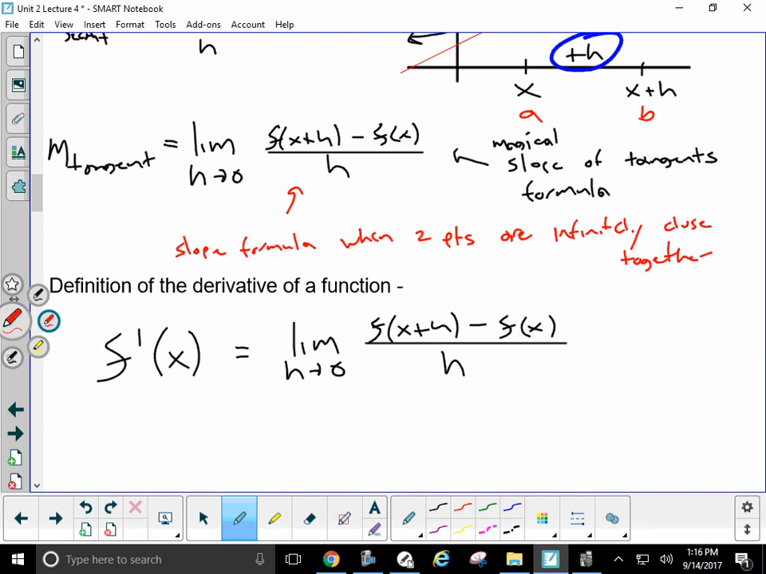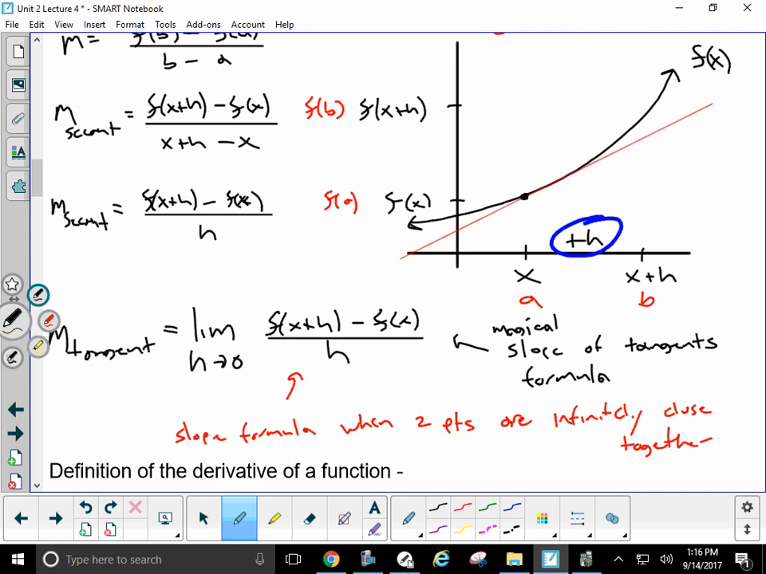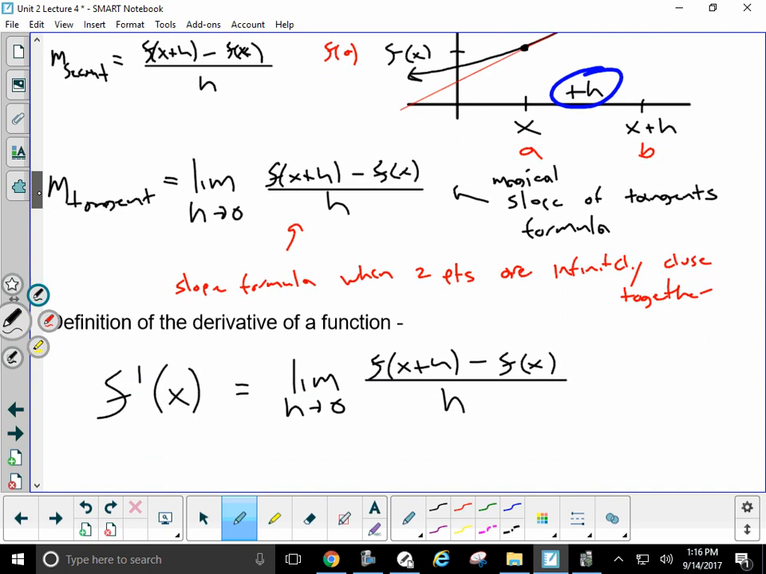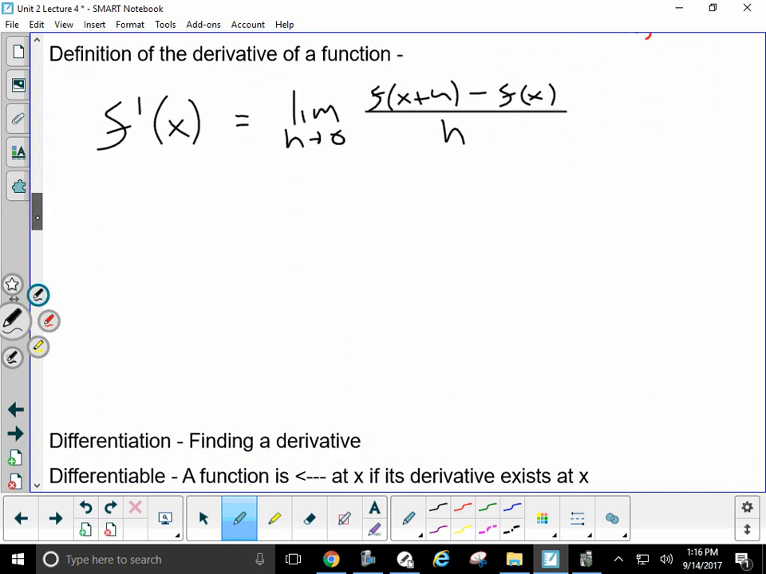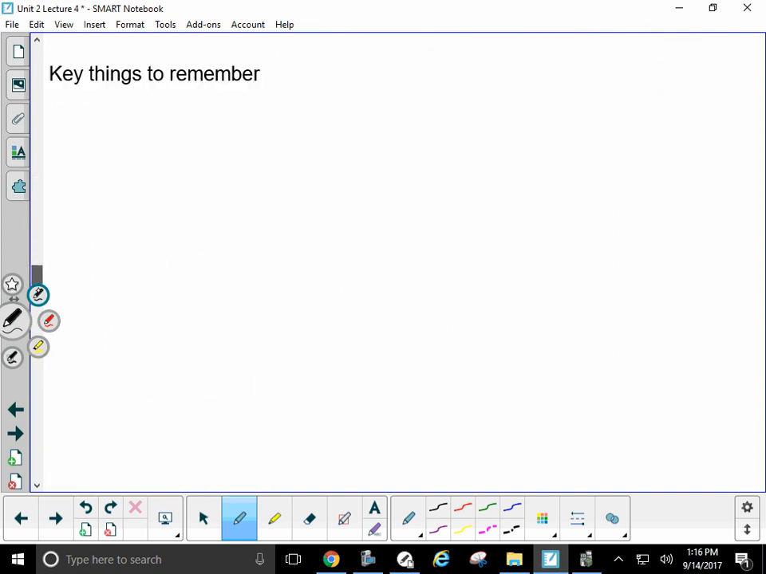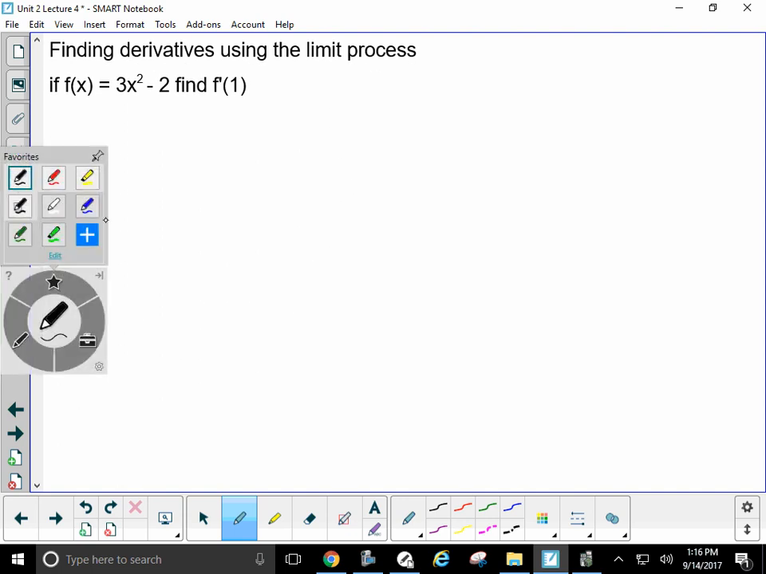Okay? There's an alternate form of this. I could also write this with an a and an x and an f of a and f of x, and have x approach a. It's really the same. We'll talk about that at a future date, but we're just going to stick with this for now. All right. Now, skip this point. Let's go straight to a problem. We're going to change up the problems a little bit.